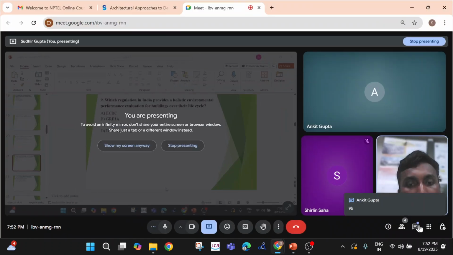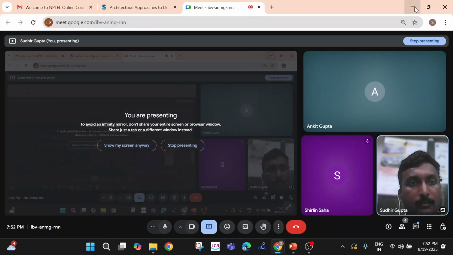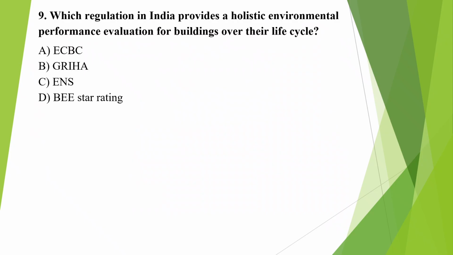So let me see how many of you have answered. Okay, B. I can see most of you are opting for option B, and B is the correct answer for question number 9. That is GRIHA, which is the short form of Green Rating for Integrated Habitat Assessment. It evaluates a building's overall environmental impact across its life cycle, which was asked in the question. That's why option B is the right answer for question number 9.